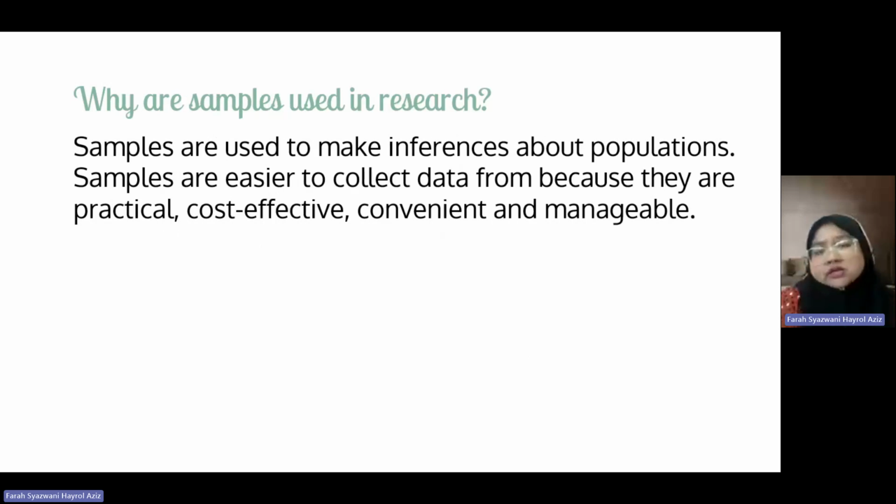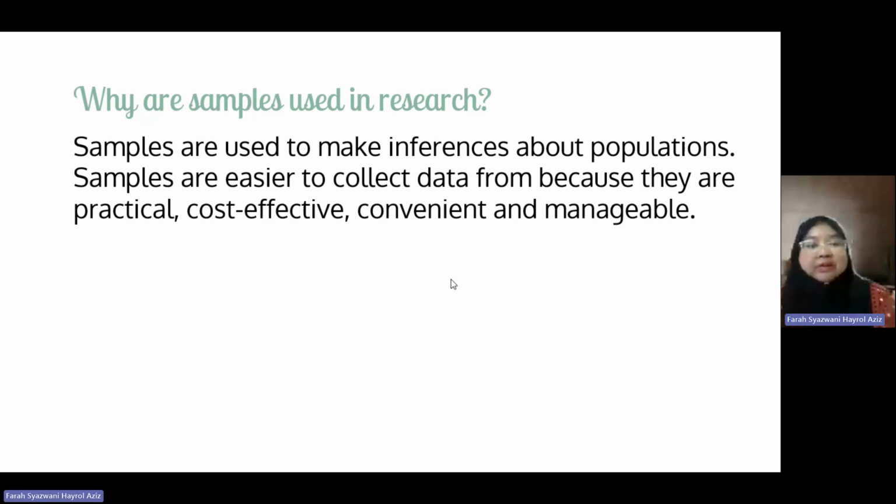Okay, so why again are samples used in research? Samples are used to make inferences about populations. Samples are easier to collect data from because they are practical, cost-effective, convenient, and manageable, right?